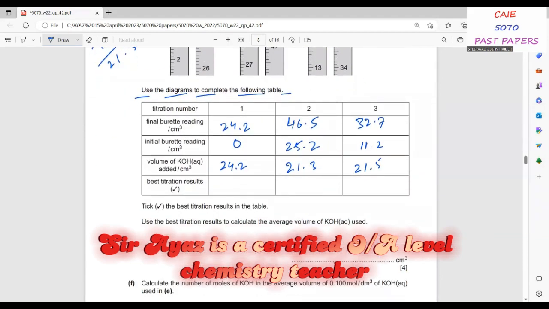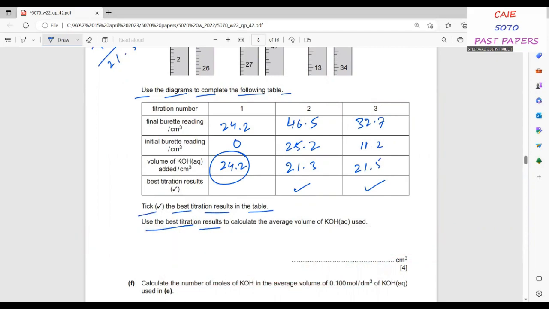Which of these will be the best titration results? It must be 21.3 and 21.5. The reason is that 24.2 is much higher than these two values, and these two values are closer to each other also. So we'll take these two as the best titration results. Use the titration results to calculate the average volume of the KOH. We add these two, 21.3 plus 21.5, and divide by 2. We will get 21.4 centimeter cube.